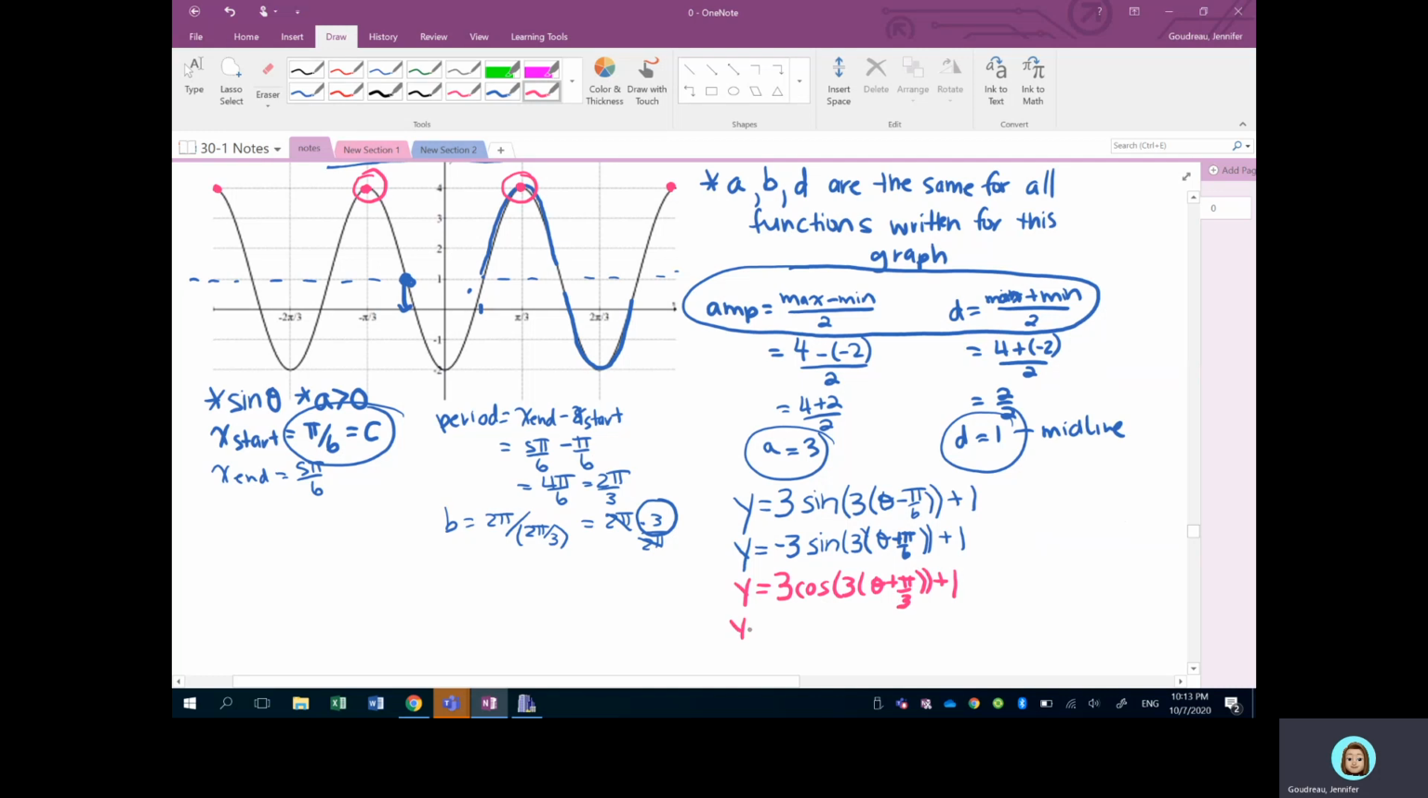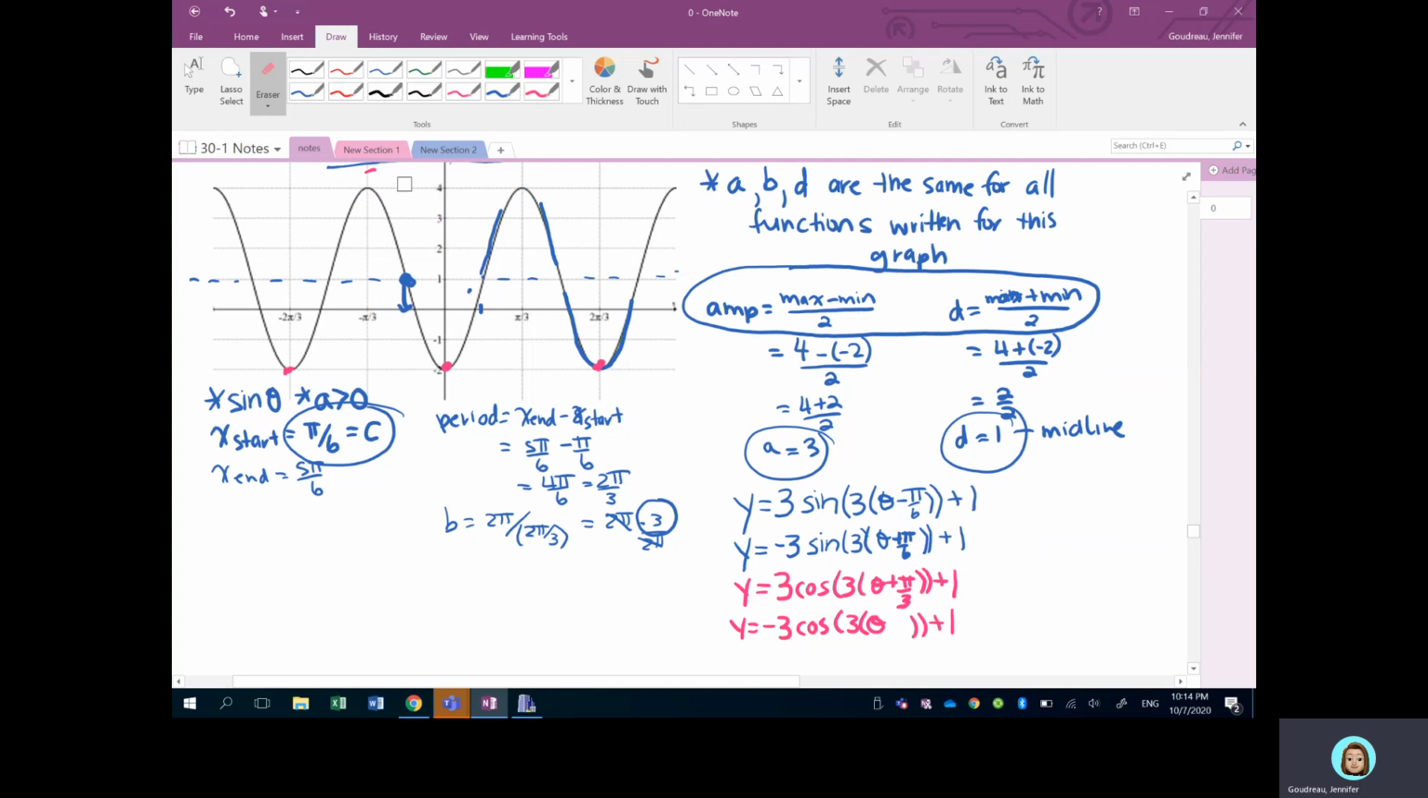Our fourth and final function, negative 3 cosine. B value is 3. We're going to figure out what C is, plus 1. When cosine has a vertical reflection, it starts at its minimum. So there's our potential starting points for a cosine function whose a value is negative, who's been vertically reflected.